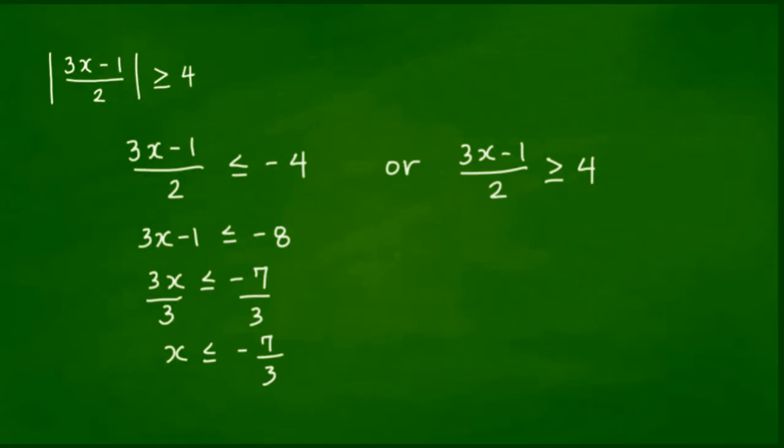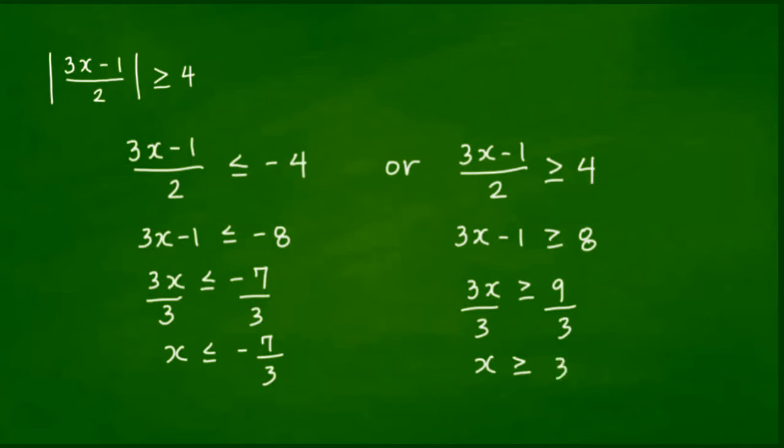Now for the second inequality, again we multiply both sides by 2, and we will get 3x minus 1 greater than or equal to 8, and add 1 to both sides. We will get 3x greater than or equal to 9, and divide both sides by 3. Again, this is a positive number, so it will not change the direction of the inequality. So we have x greater than or equal to 3.